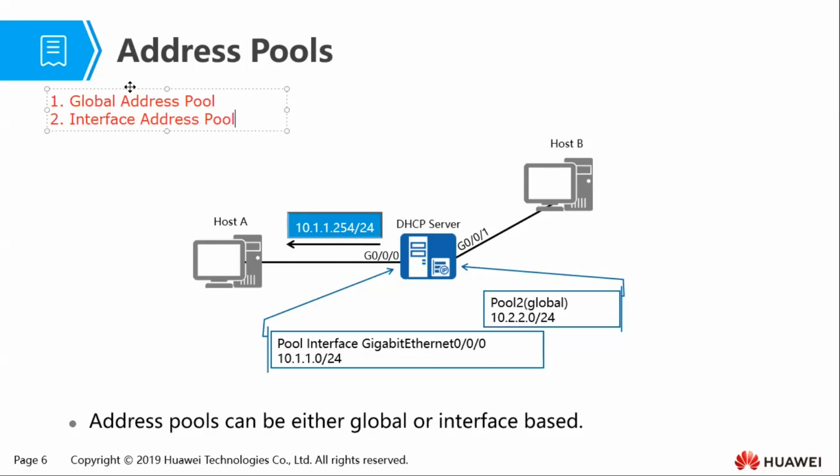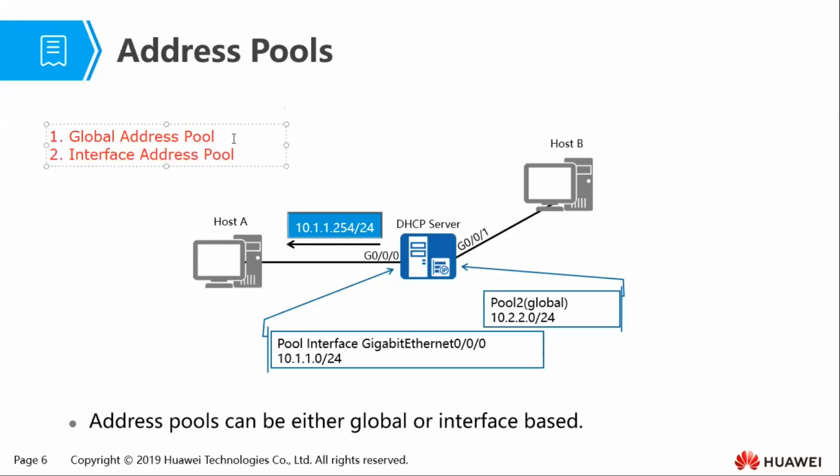Okay, so when you talk of the global address pool, we are configuring this particular address range so that it can be issued to all the devices that are connected to the DHCP server. So you see here, the DHCP server has two interfaces. These two interfaces might be on different network segments. So this one is on this network segment, this one is on another network segment.